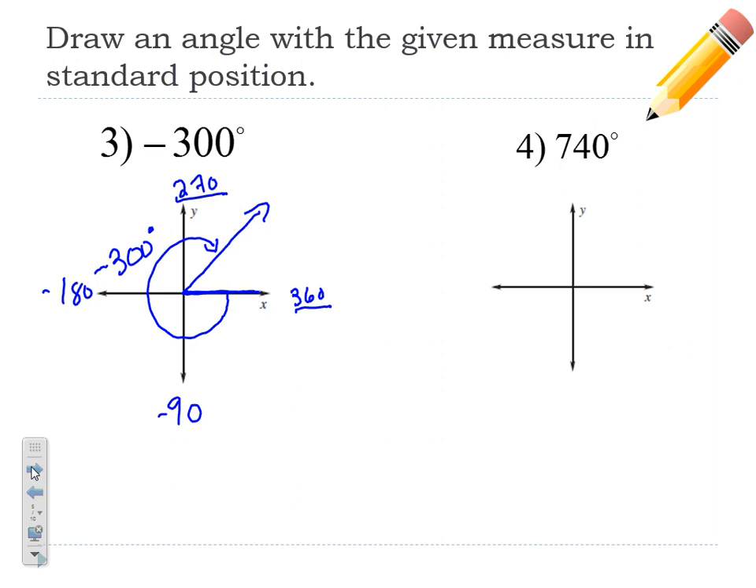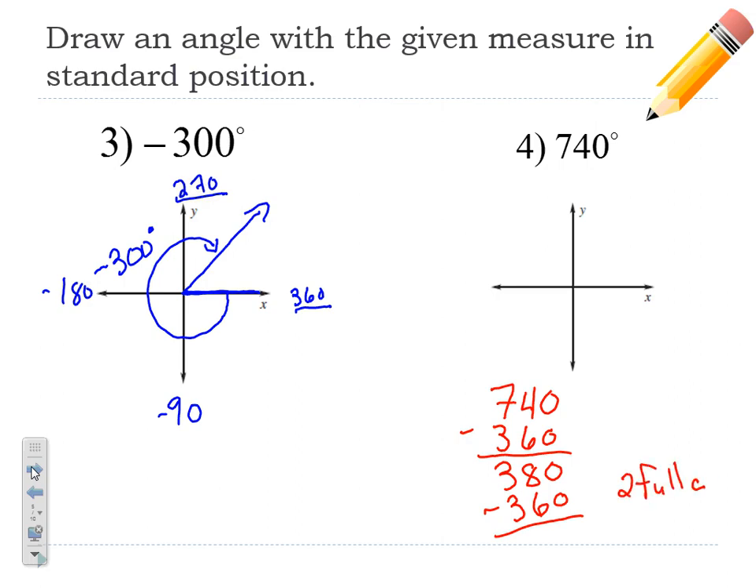Now, our last example, we have to make sure we get in our notes because 740 is greater than 360. So how we deal with this one is we're going to take 740 and we're going to subtract 360 because that's going to be a whole circle. We're going to go all the way around once. When we do that, we get 380. Now the problem is we still have more than a full circle here. So I'm going to subtract 360 again. So I'm going to make 2 full circles. And then what is left, I have 20. So I have to do 2 full circles and 20 degrees. All in a positive rotation.